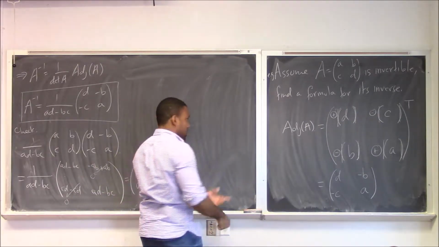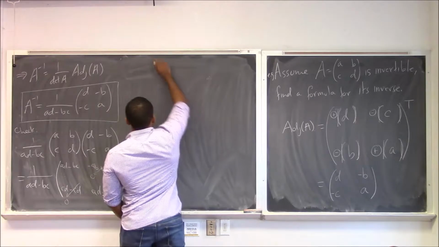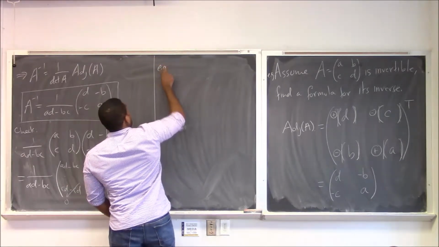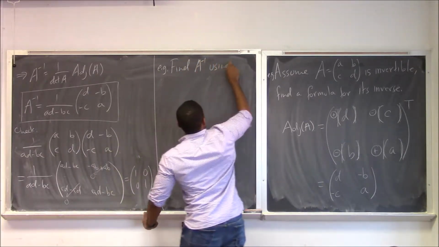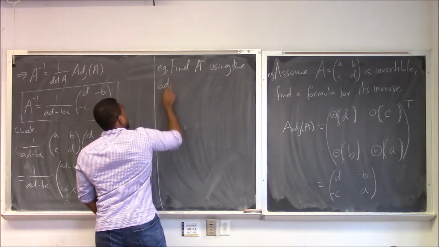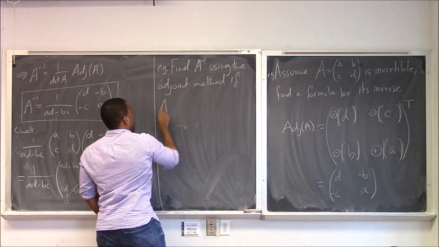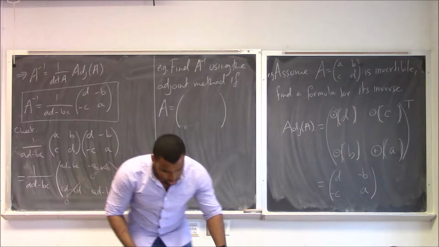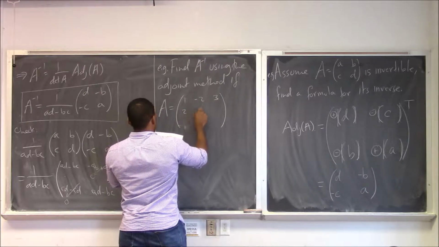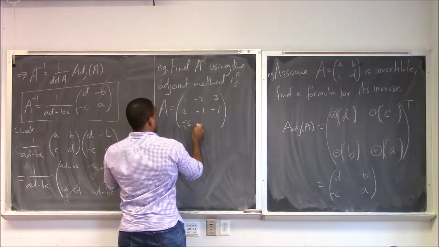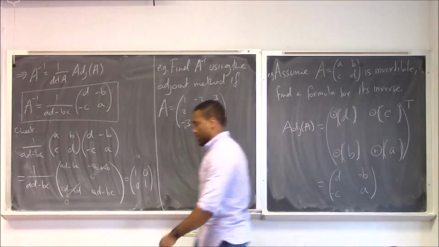So you can use this formula to do the first example that I gave you for the other method, but let's do the second example I gave you for the other method using the adjoint. Find A inverse using the adjoint method, if A is this matrix. This is the matrix we did last time: 1, minus 2, 3; 2, minus 1, minus 1; minus 3, 1, 4. Let's find its inverse, which I think we did last time.